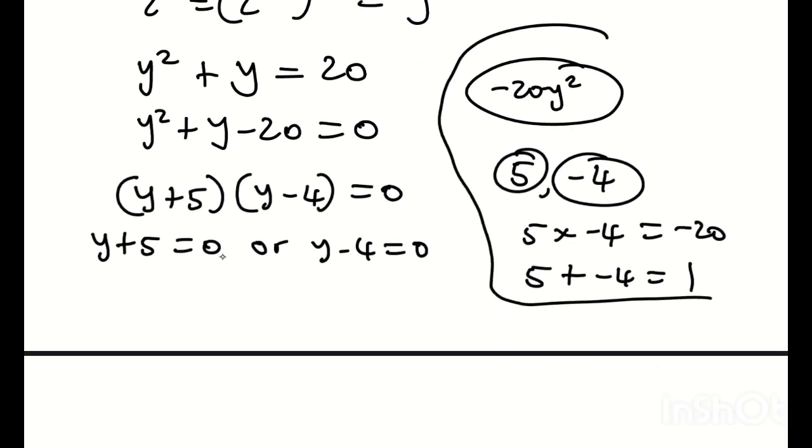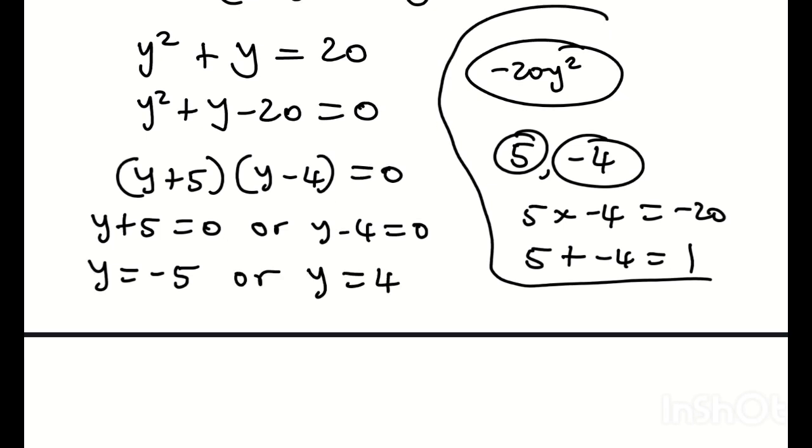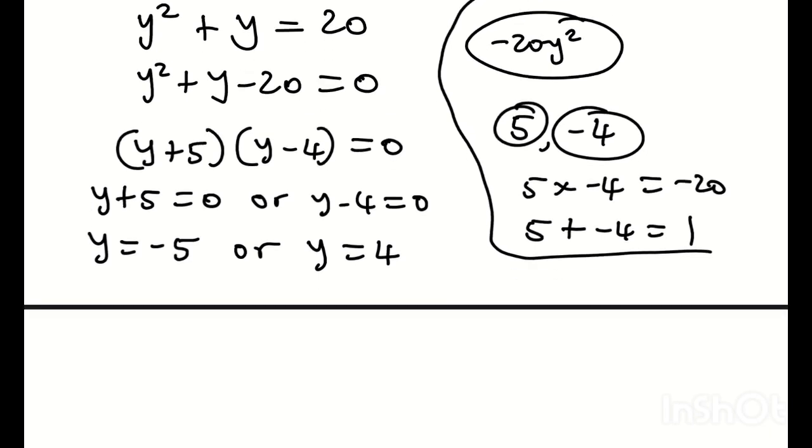Let me just put this aside because we don't need them anymore. So look at this now. Let's now get the values of y. So y, move 5 to the right hand side, y will be equal to negative 5, or move minus 4 to the right hand side here, y will be equal to 4. So we have two values of y, which are negative 5 and 4.